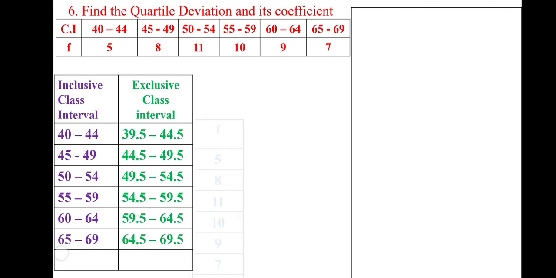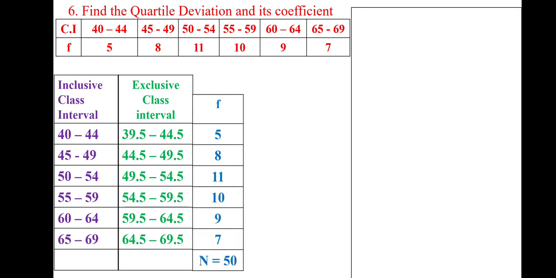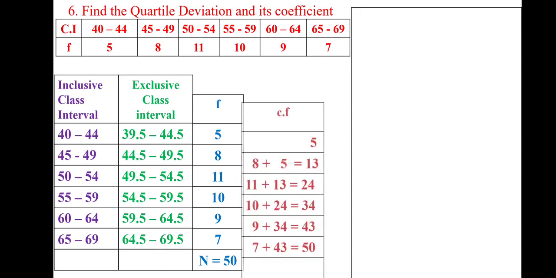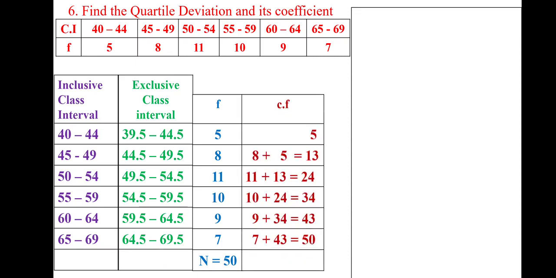Then the frequencies will be written as they are: 5, 8, 10, 11, 9, 7. So the total, if we add them, capital N equals 50, the sum of all the frequencies. Then CF is very important here, because the same concept we used for the median will be applicable, so in quartile deviation we will find the cumulative frequency.